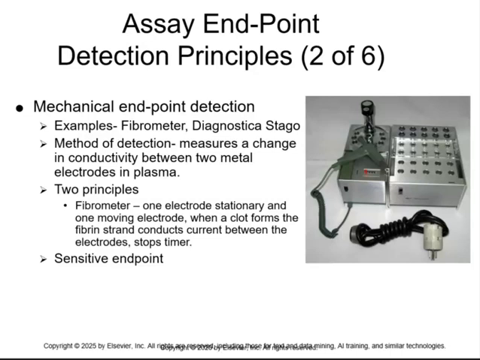This is a real old instrument that we used to use called a fibrometer. The next instrument, the diagnostic Stago, which is what we use in class. But they both are considered a mechanical endpoint detection. In other words, it measures the conductivity between, in the fibrometer, the metal poles and rods that go in. And then, you'll see in a minute on the next slide, the clot detection using a little bead going back and forth.